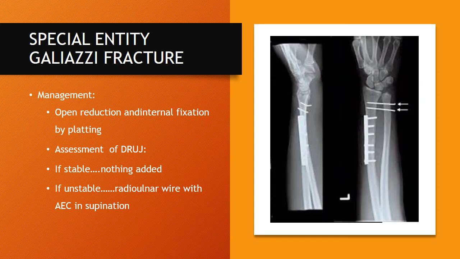You can see here, this is the patient after Galeazzi fracture, and then we have reduced the ulna over the radius, and you can see now two K wires, not even one, are introduced from the ulna to the radius to reduce the head of the ulna into the sigmoid notch.